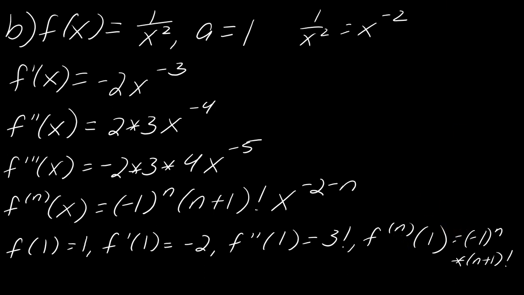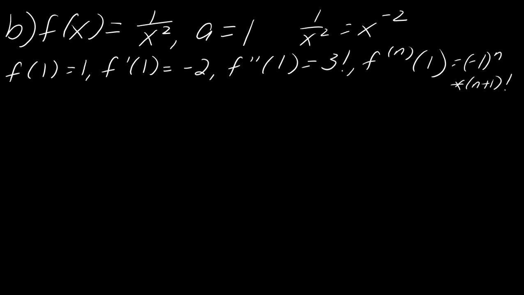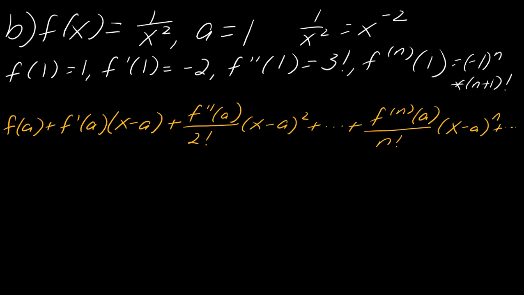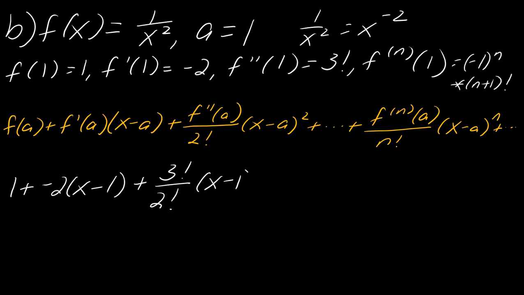So let me clear some space. Okay, just a reminder, the format that we're trying to follow is this right here. I'm just plugging everything in at this time. So my f of 1 is 1. My f prime of 1 is negative 2, so this will be negative 2 times x minus 1. My next term will be 3 factorial over 2 factorial, and then x minus 1 squared. I'll go ahead and build this out to maybe one more just to establish the pattern. So the next one would be 4 factorial over 3 factorial x minus 1 cubed.